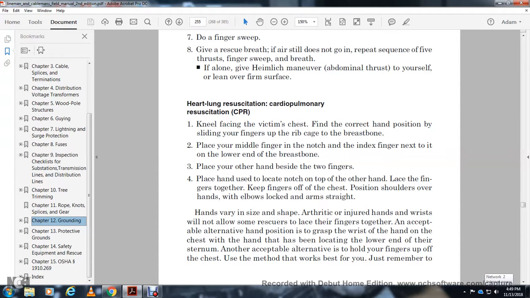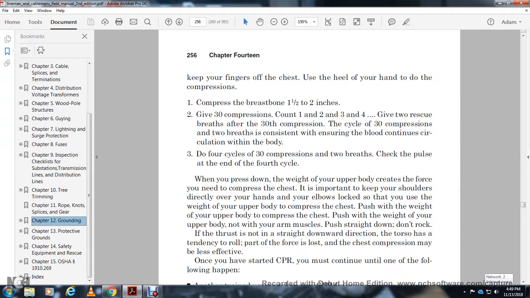Use the heel of the hand. Remember to keep the fingers off the chest. Press down about 1.5 inches. Give the compressions, counting 1, 2, 3, 4. Give two rescue breaths after the 30th compression. That is the cycle of 30 compressions.